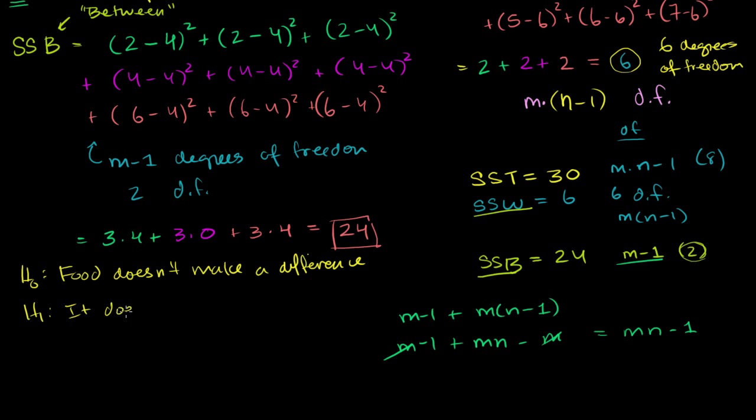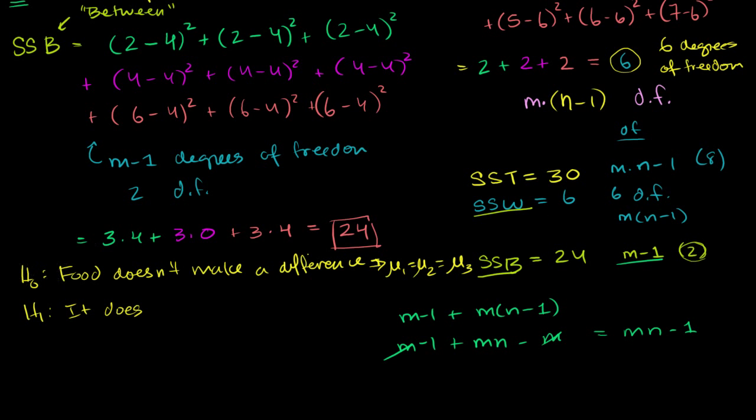A way of thinking about this quantitatively is that if it doesn't make a difference, the true population means of the groups will be the same. So the true population mean of the group that took food 1 will be the same as the group that took food 2, which will be the same as the group that took food 3. If our alternate hypothesis is correct, then these means will not all be the same. So how can we test this hypothesis?